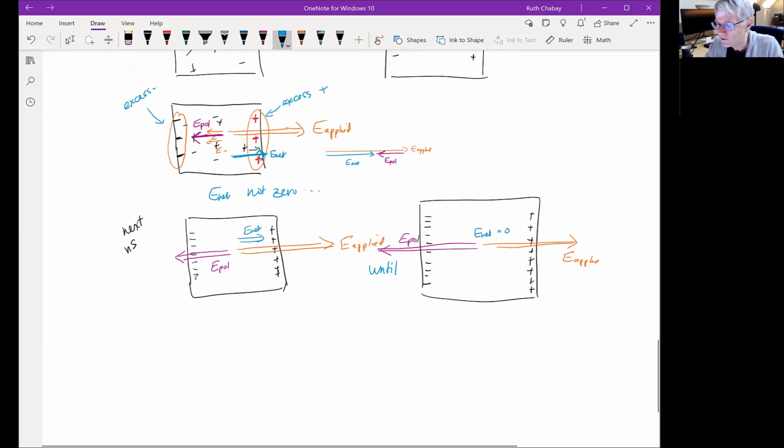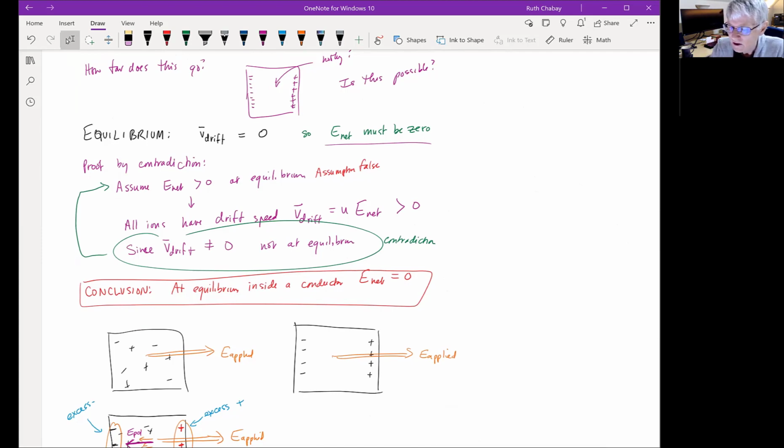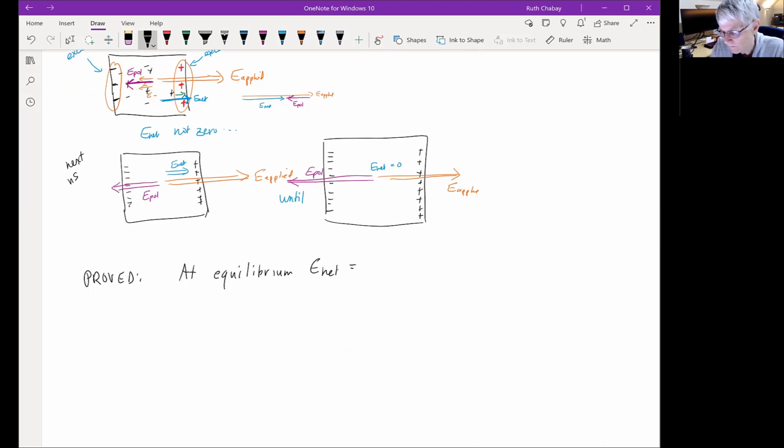So we proved here, this is not an assertion, we actually proved that at equilibrium, E net in a conductor is 0, and now we have a mechanism. We see how that happens, because the conductor polarizes just until the field made by the polarization is equal and opposite to the applied field, and so then that field becomes 0.